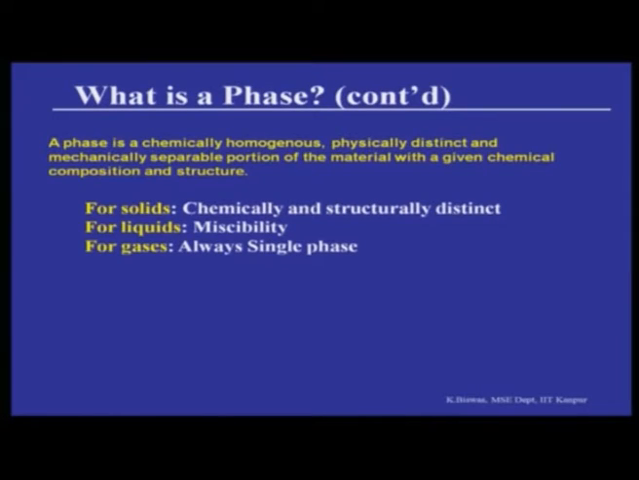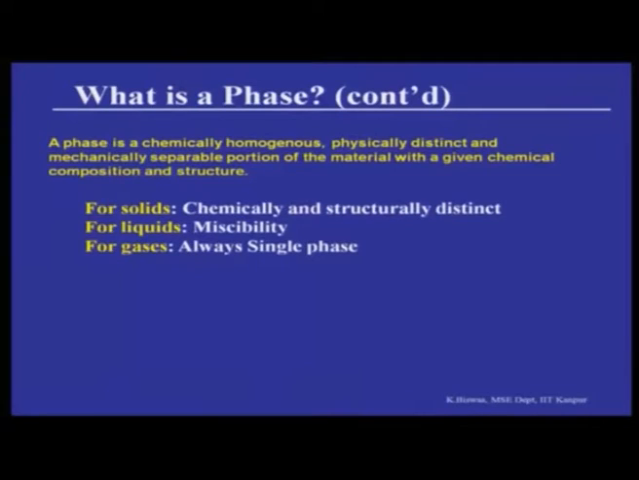Very difficult to remember for any new student. First of all, there are three things: chemically homogeneous, physically distinct. Water is chemically homogeneous, physically distinct, you can see water, and mechanically separable from ice. You can easily take it out from ice, and it has a very well defined composition, H2O, and a very well defined structure. Water is basically a liquid. So therefore, we differentiate phases like this.